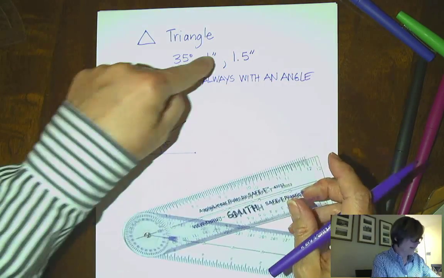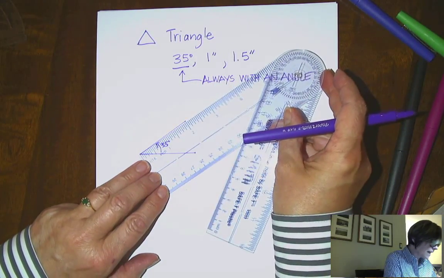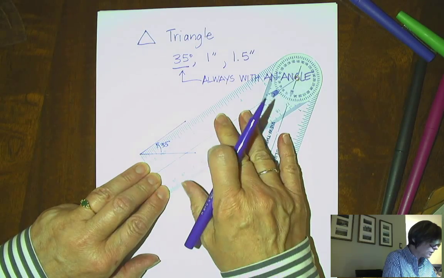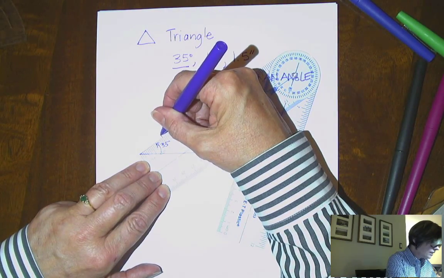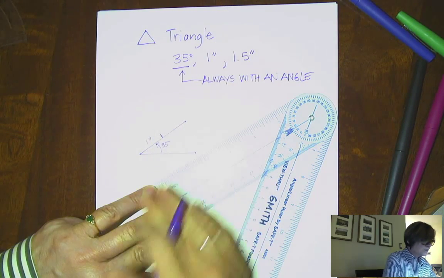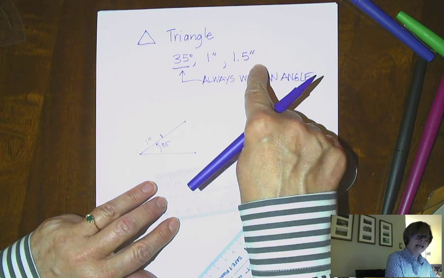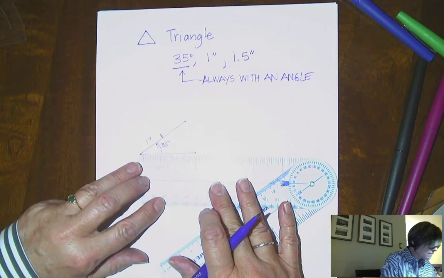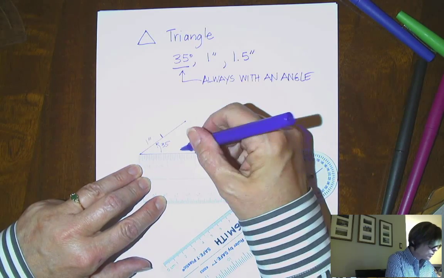Now, I need 1 inch here. So the cool thing about this angle ruler is that we can line up at the beginning of the ruler, and we can measure this line out to be 1 inch. So I'm going to put a little line right there. I know that this is 1 inch. So that's going to be one of my sides. The other side, I need to be 1.5 inches. So again, I'm going to start at my vertex. I'm going to use my ruler here, and I'm going to measure to 1.5.